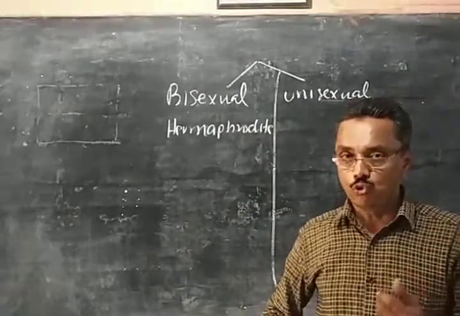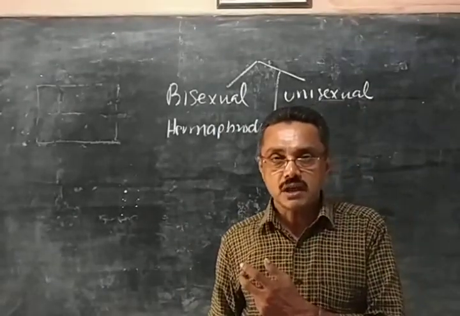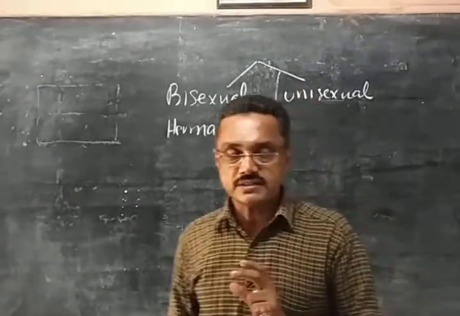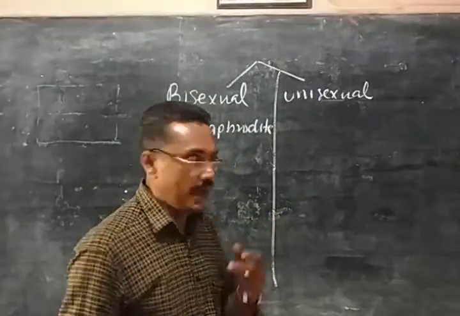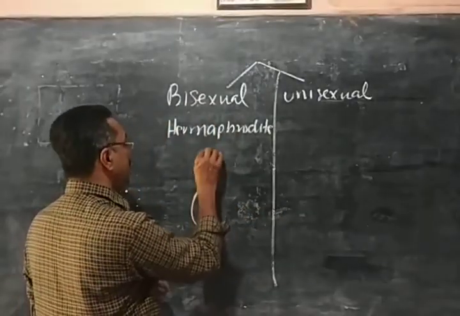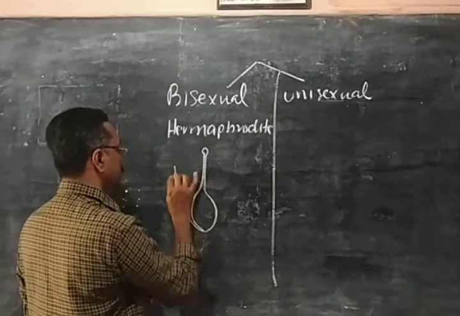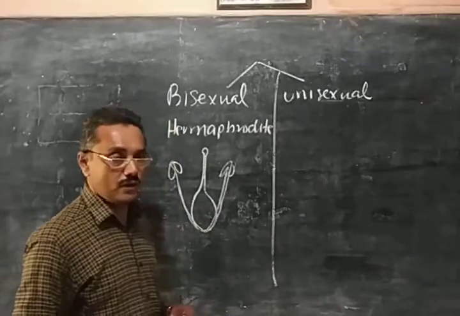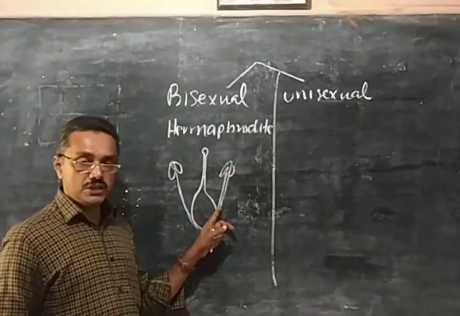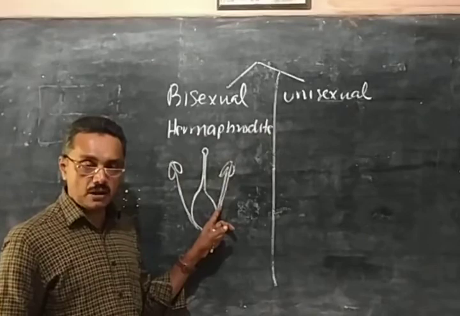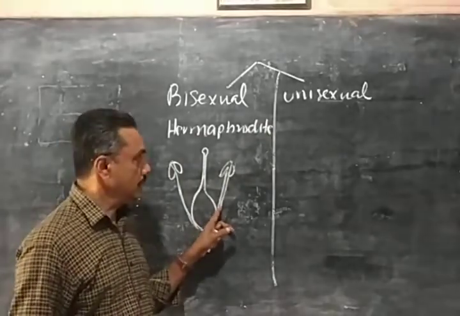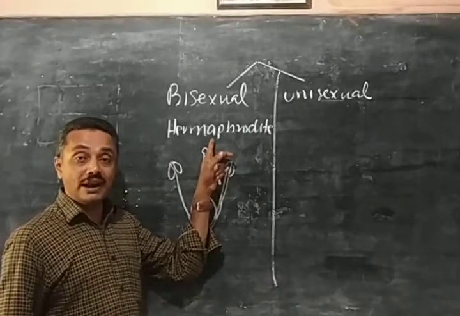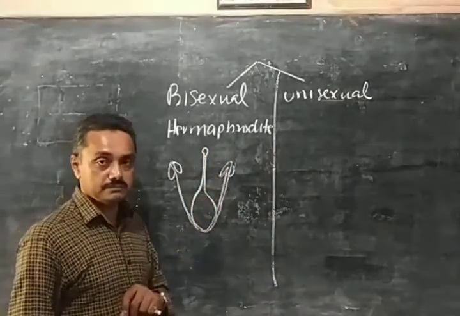Bisexual means, bi means 2. If the flower contains both sex organs, both androecium and gynoecium, such flowers are called bisexual flowers, as in the case of hibiscus or any other plant. Such flowers which contain both androecium and gynoecium are called bisexual flowers. In the case of animals, we use the term hermaphrodite.